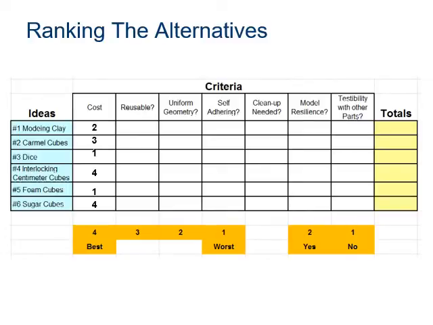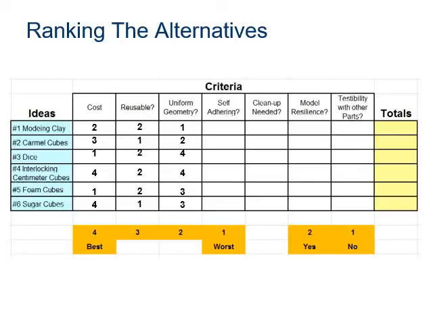So first we've compared them all relative to cost. If you look, again, on a scale of 1 to 4, the best options are number 4 interlocking centimeter cubes and also sugar cubes. They're certainly more affordable. And the worst is dice and foam cubes. They're more expensive. In terms of reusability, they're all getting scores of 1 and 2, so they're all a little bit lower.